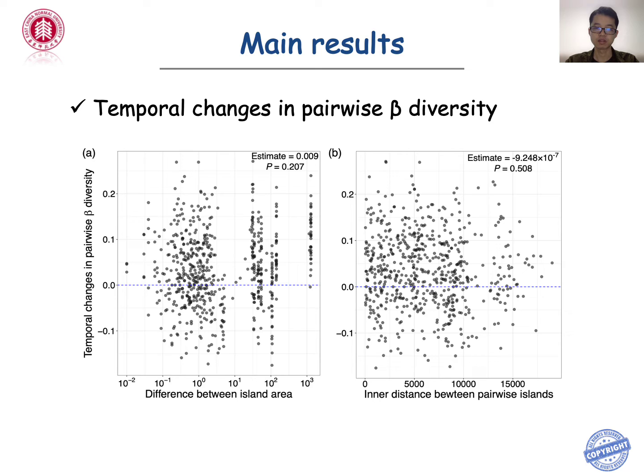For pairwise beta diversity, we didn't find any significant relationship between pairwise beta diversity and differences in island area or inter-island distance between pairwise islands. The potential reason might be that, for area effects, there might be simultaneous colonization and extinction processes, which might mask each other and lead to no change in pairwise beta diversity along the difference in area between pairwise islands. This is also verified by further partitioning results. For non-significant isolation effects, higher dispersal ability of birds and the small geographic scale of our system might be the potential reasons.